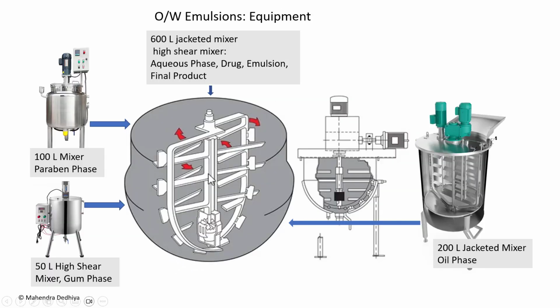Here's typical equipment that can be used for making an oil and water emulsion. The main tank with high shear mixing and blade mixing. A 100-liter paraben phase tank, a 50-liter high shear mixer for gum phase, and a 200-liter mixer for oil phase.